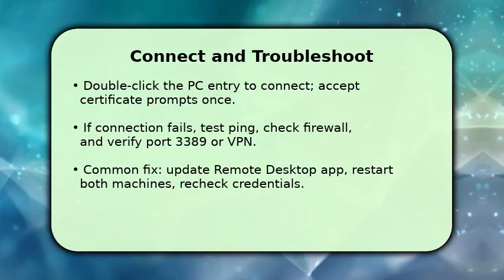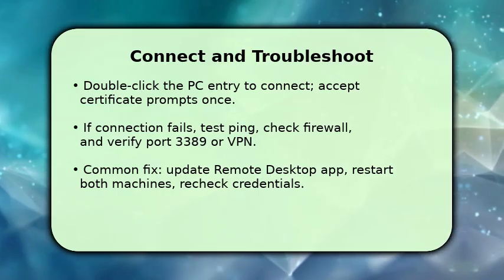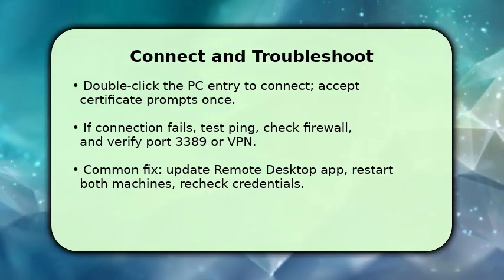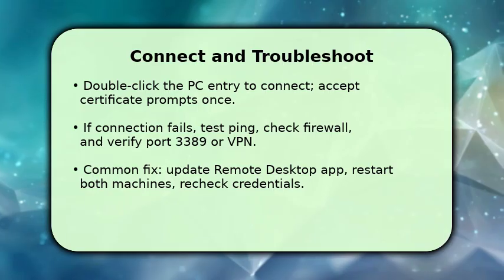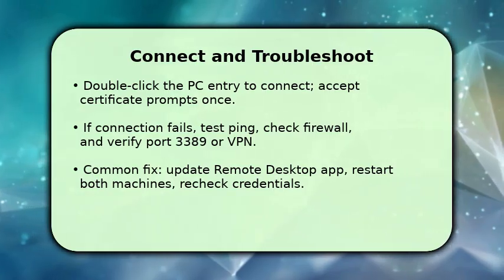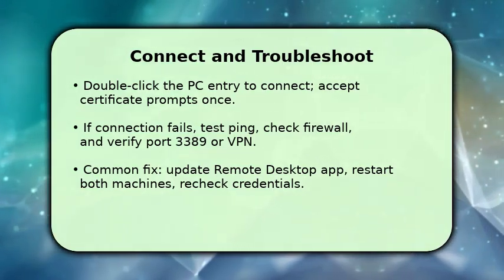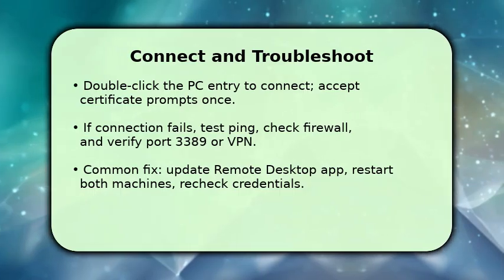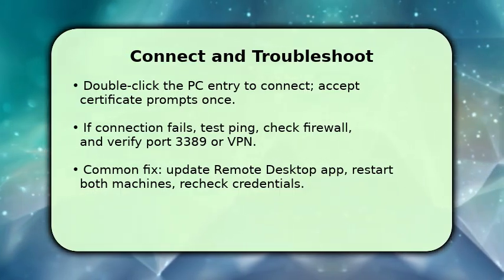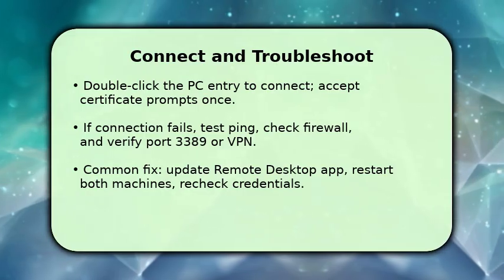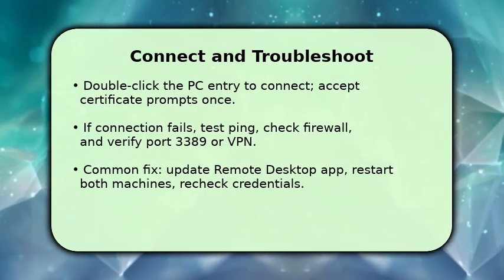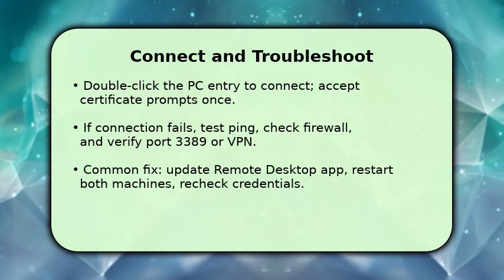If you can't connect, first ping the IP to confirm reachability, then check Windows Firewall and Router Port Forwarding for TCP 3389 or ensure VPN is active. Also confirm credentials and try restarting the Remote Desktop app or both machines. If the session is slow, reduce resolution and disable visual effects to improve responsiveness.